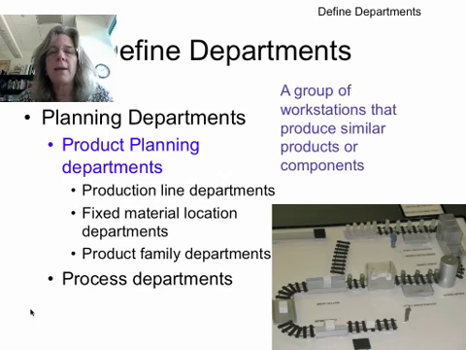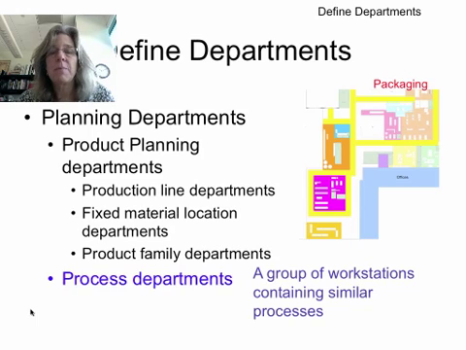So the first one we're going to look at is product planning. Product planning departments are a group of workstations that process similar products or components. The picture I have right here is an assembly line. This is actually one of the models the students put together of a bottling facility at, not Edna Valley, I can't remember the name, the Corbett Canyon Winery. So you can see it's an assembly line, and that is generally what you think about when you think of a product planning department.